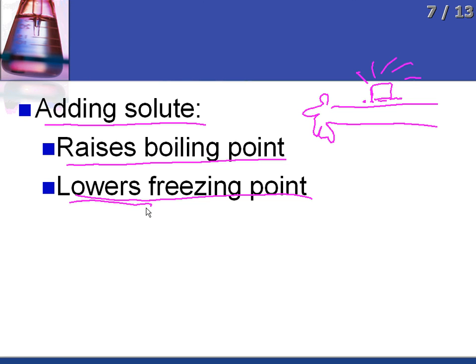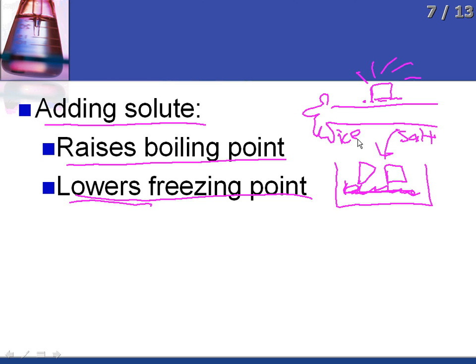If you wanted to cool things down very quickly, if you had a cooler and you had some drinks in this cooler and you took some salt and put it in there with some ice, it would cool very quickly because solutes lower freezing points. They make freezing points colder than normal.